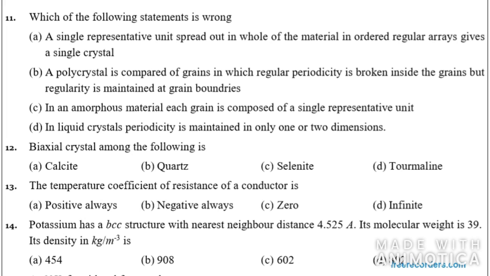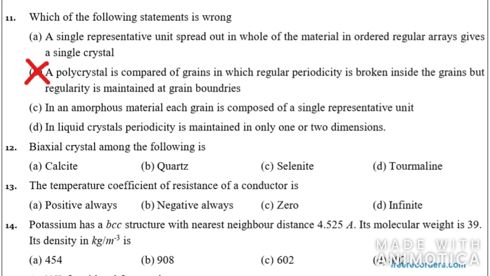In an amorphous material, each grain is composed of a single representative unit. In liquid crystal, periodicity is maintained in only one or two dimensions. So out of these all, C is right, D is right, A is right, but B is not right, as it says a polycrystal is composed of grains in which regular periodicity is broken inside the grains, but regularity is maintained at grain boundaries. So that's wrong.